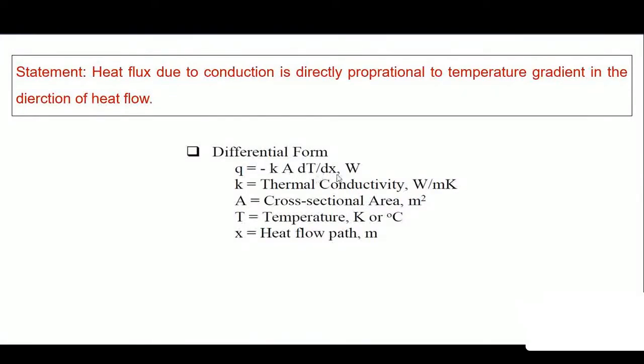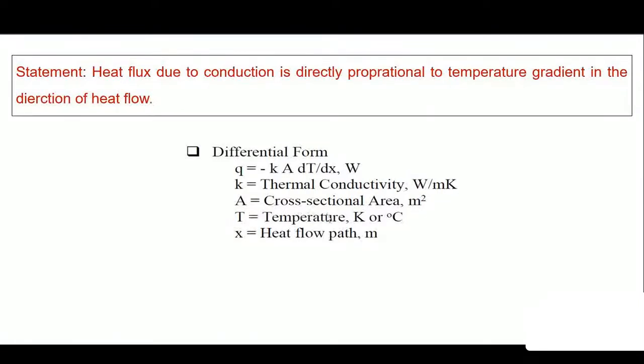This dT upon dx is a differential temperature gradient, and heat flux, that is heat transfer rate per unit area, q upon A, is proportional to this temperature gradient. This is the basic statement of Fourier's law of conduction. If you remove the proportionality constant, we get the equation q is equal to minus kA dT by dx, where k is a constant of proportionality known as the thermal conductivity of the material. The unit of this term is watt per meter Kelvin.